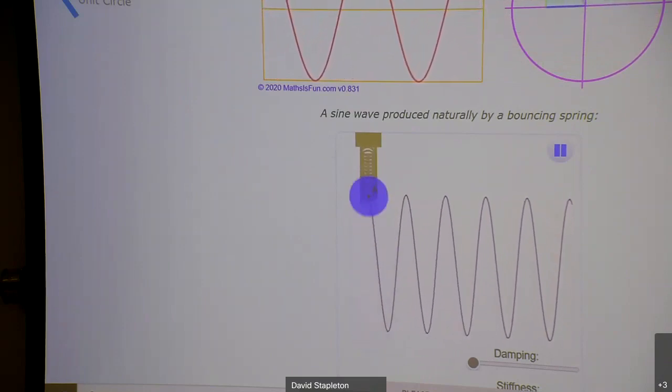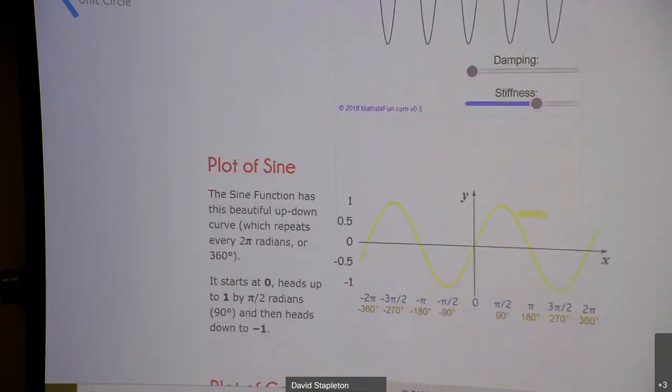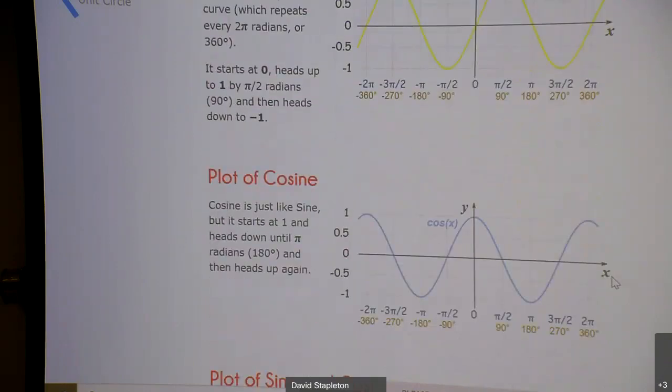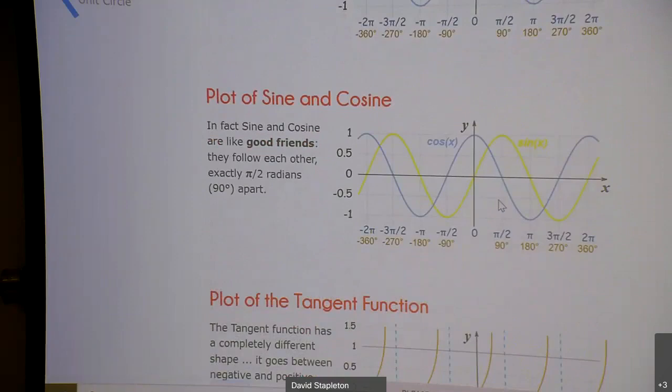So lots of fun graphics online. I didn't get those when I was a student. All right. There's the plot of sine, there's the plot of cosine. And here's the two of them together.